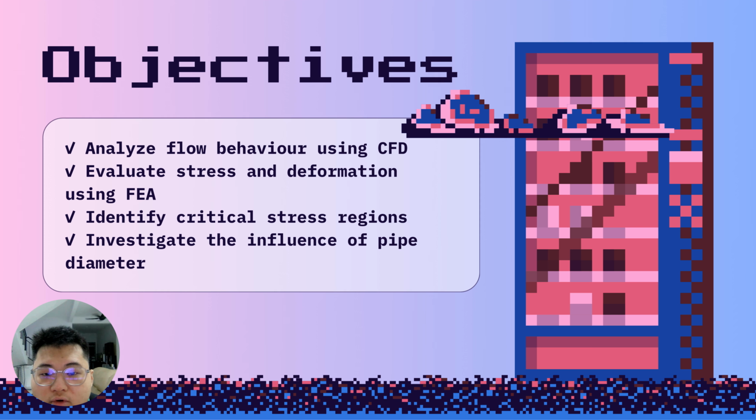First, to analyze the flow behavior using CFD. Second, to evaluate stress and deformation using FEA. Third, to explicitly identify the critical stress regions. And finally, to investigate the influence of varying pipe diameters. I will now pass the video over to my teammate who will explain our methodology.